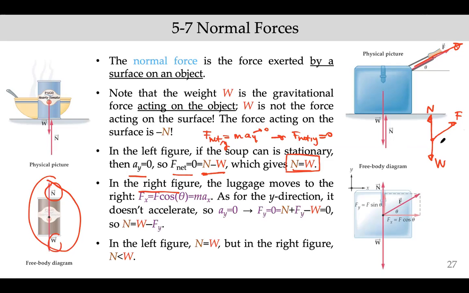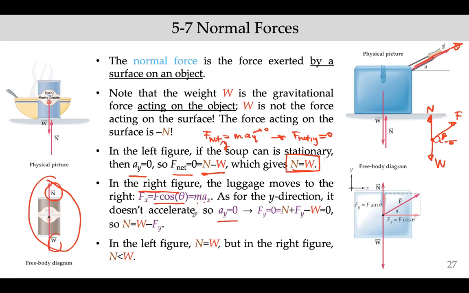Now, if you look at the x direction, what are the forces on the x? There's actually only one force on the x-axis, if this is theta. This component will be F times cosine theta. That's the only force on the luggage in this direction, and it equals m times acceleration in the x direction. So I can calculate the acceleration in the x direction from this formula. Now let's think about the y direction. In the y direction, it doesn't accelerate, right? The luggage doesn't go into the ground, and it doesn't jump up. So the acceleration in the y direction is 0.